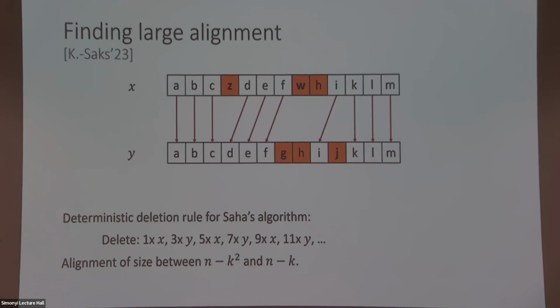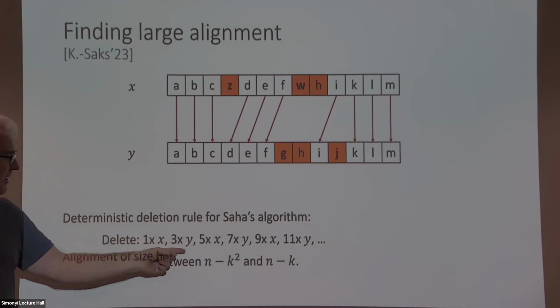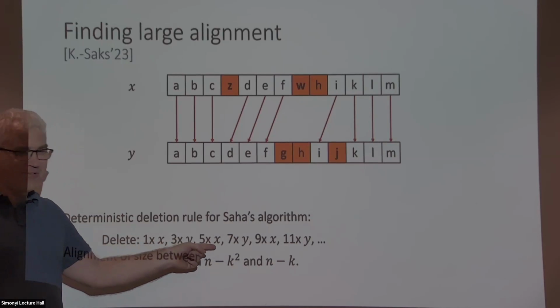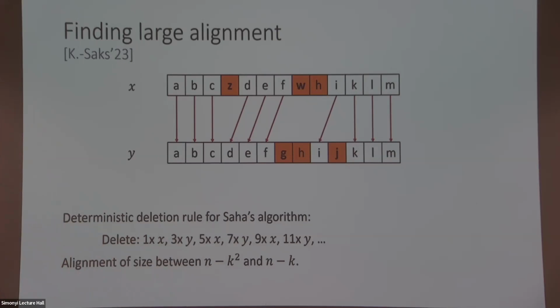And the deterministic rule is actually very simple. It basically tells you from which string you should delete next. So the first time we run into a mismatch, we delete from X. Now the next 3 mismatches we will be deleting from Y. Then we will be deleting 5 from X, etc. And you actually get an alignment of size between n minus k squared and n minus k.